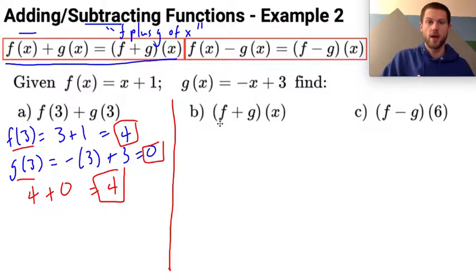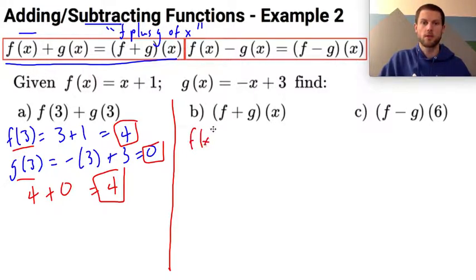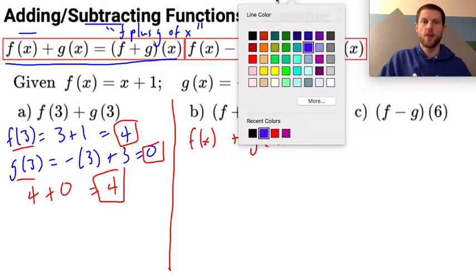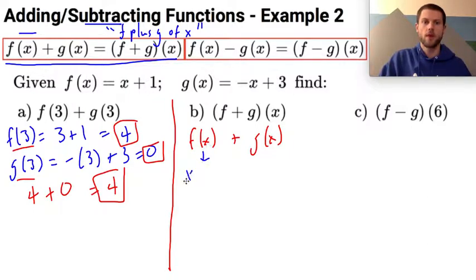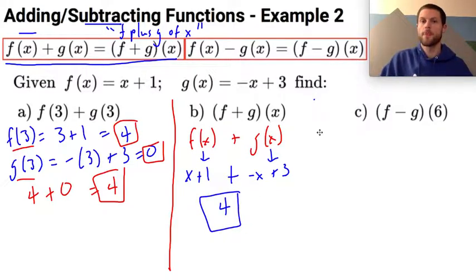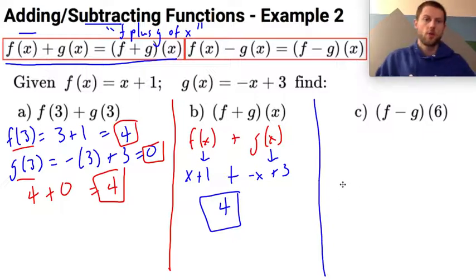This now is asking me to find f plus g of x. Remember, that's the same thing as taking f of x plus g of x. So in general, let's add these two functions together. Let me write above this, f of x plus g of x. I'll take f of x, which is x plus 1, and add that to g of x, which is negative x plus 3. We'll add all these things up. The x's become 0, and this all actually equals 4 as well. Hey, what a coincidence.